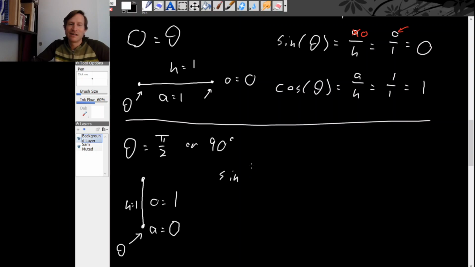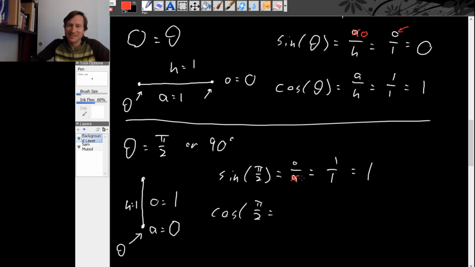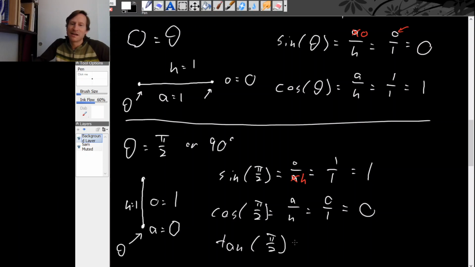So sine of pi over 2 is going to be opposite over hypotenuse, and that's 1 over 1, and that's 1. I'm sorry, I made a mistake there: sine is opposite over hypotenuse. Cosine is adjacent over hypotenuse, and that's 0 over 1, and that's 0. And then tangent is sine over cosine, but that would be 1 over 0, so that's undefined.